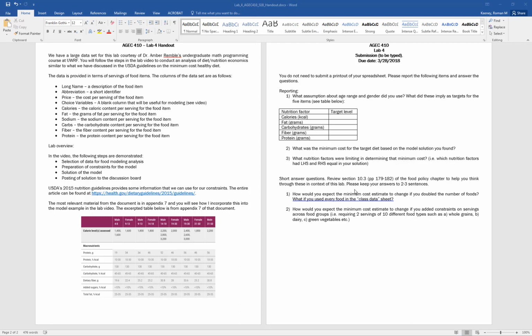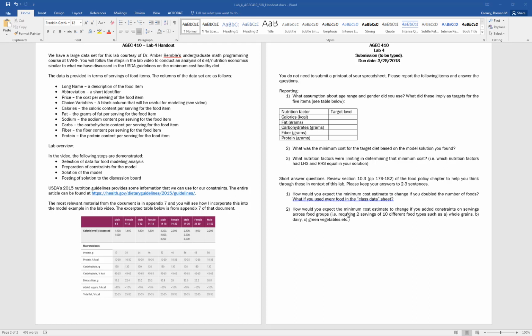And then I want you to bring a couple of short answers, so 2 to 3 sentences. How would you expect the minimum cost estimate to change if you doubled the number of foods? Instead of 15 foods in your model, you put 30. And then think about, what if you used every one of those 250 different food options?